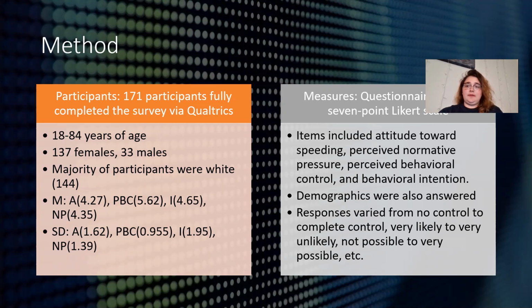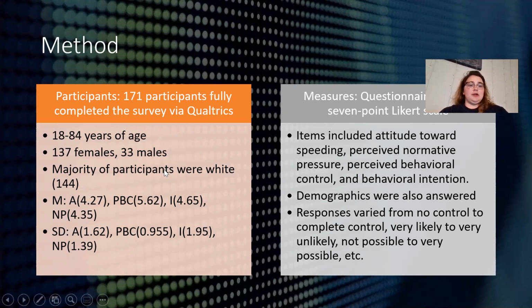We had mostly females participate for this study. There were 137 females, while there were only 33 males. The majority of participants were Caucasian, so there were 144 Caucasian individuals, while the others were quite a variety between 1 and 8% of different races.